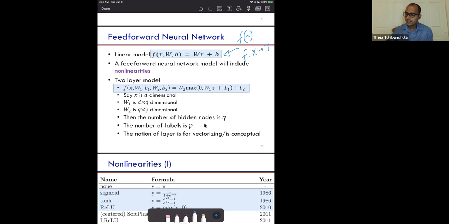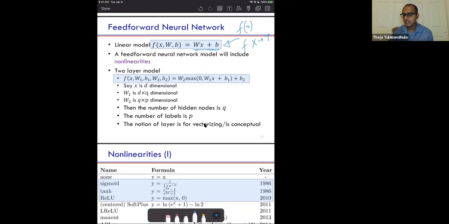So last time we saw this particular function where W was a matrix, B was a vector, and X was a vector. Now, a feedforward neural network is essentially built on this idea and with some additional twists. So the most important component will be a nonlinearity. We'll start with an example. Here's an example of a two-layer model, okay? When I say a model, it's just a function.